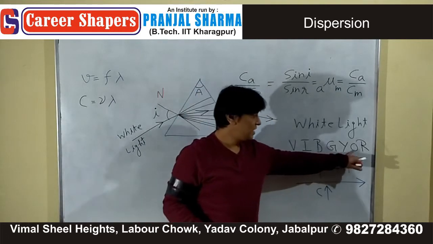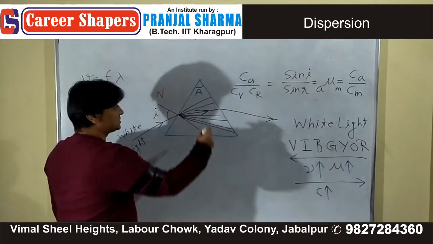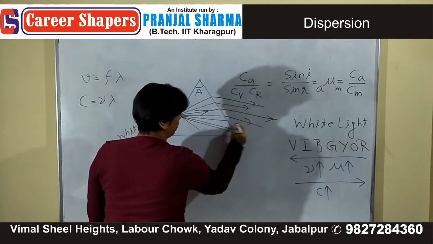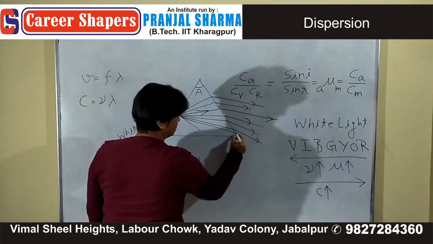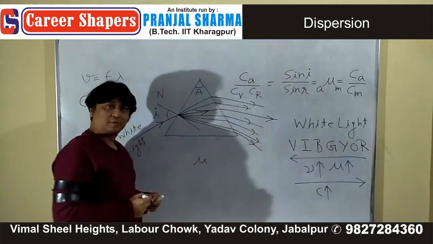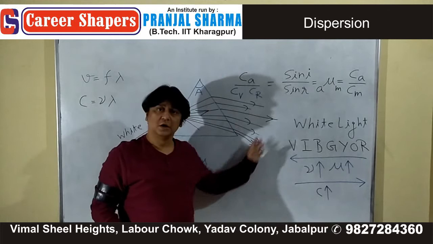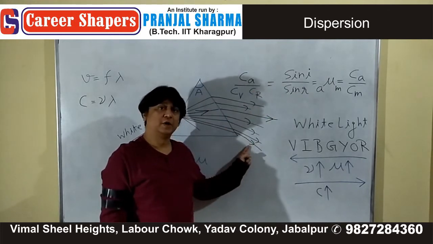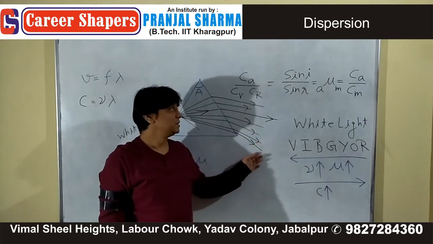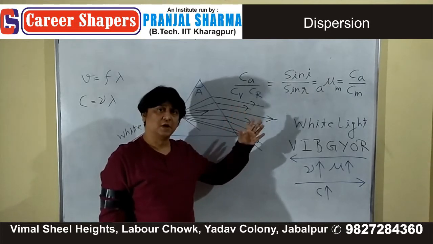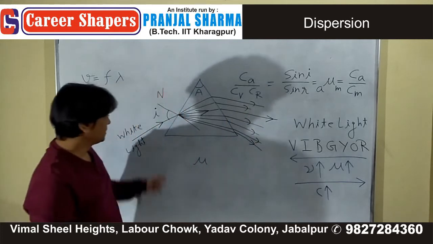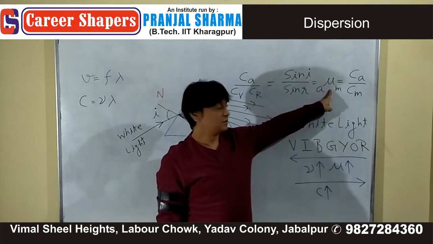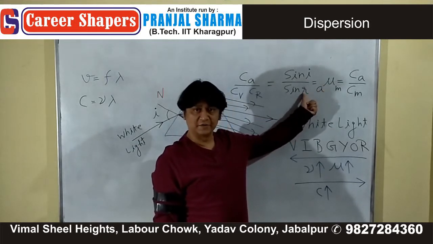1, 2, 3, 4, 5, 6, 7. These 7 components, finally when they emerge out like this, you see them, and this is called dispersion. Splitting of light into its component colors is called dispersion. Why does it happen? Because I is the same, mu is different, and therefore R is different.